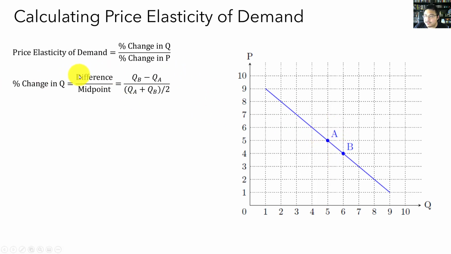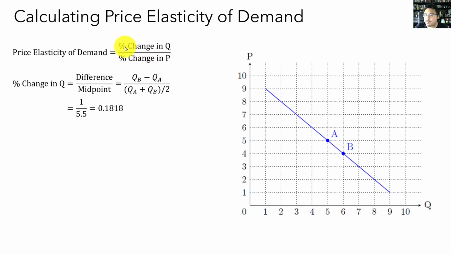So what's the difference in quantity between point A and point B? Well, the quantity at point B is 6, and the quantity at point A is 5, and so the difference is equal to 1. And what's the midpoint between point A and point B? It's going to be 5.5. And so the difference divided by the midpoint is 1 divided by 5.5. If you plug that into a calculator, you get 0.1818. So 0.1818 is the percent change in quantity.